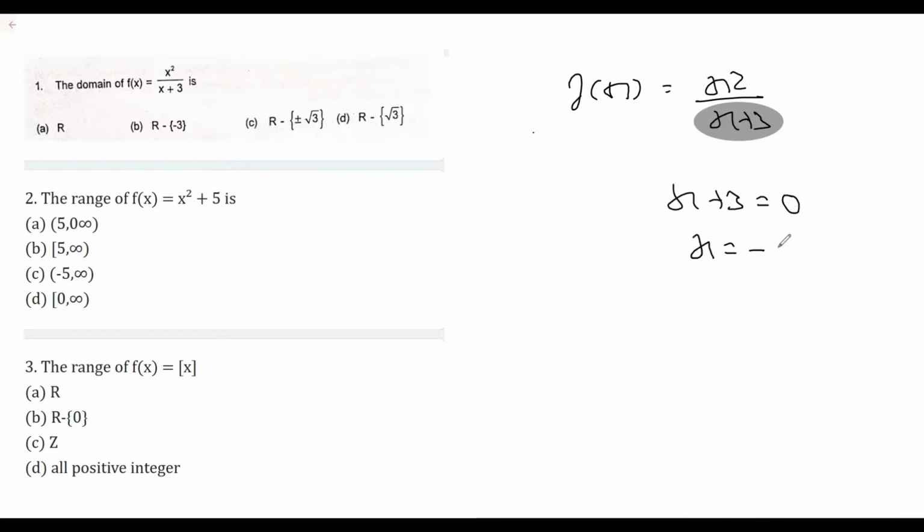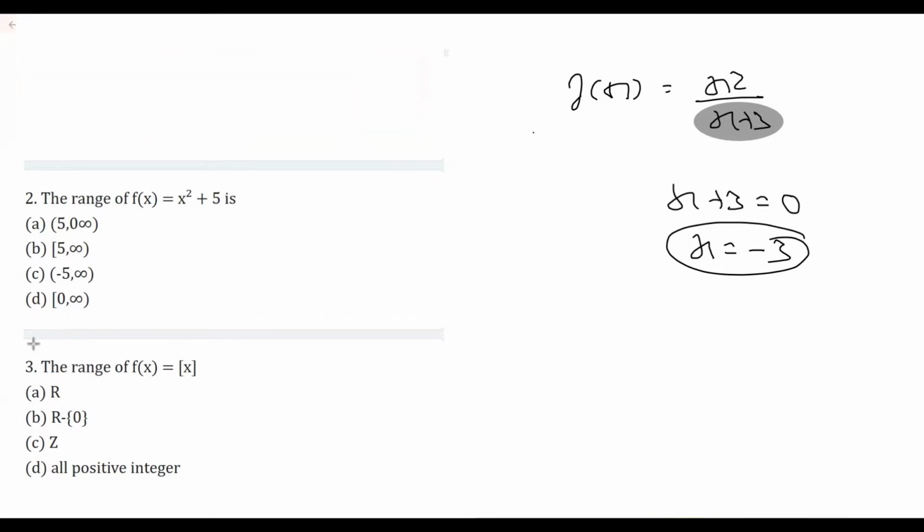So x cannot be -3. So except for -3, it can take all real values. So if I look into the correct option over here, except for -3, this is the correct option in this case. Now we have done the first part. Let's focus on the second part.